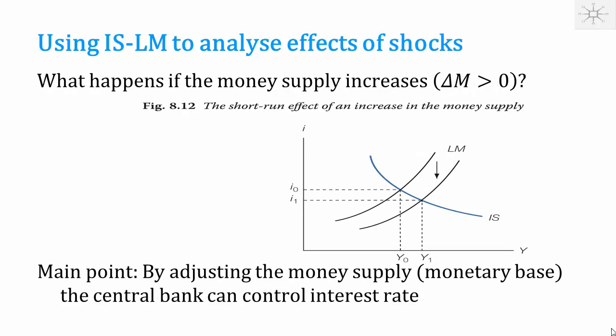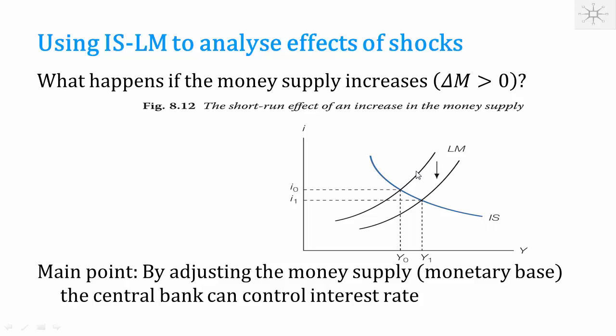So as an example of this, we can look at what happens if the money supply increases. And if you look at the equation, you can see that an increase in money supply will shift the LM curve down. What does that mean? That means that the interest rate will fall for a given level of production, because now people have more money, and that means they are more willing to lend that money, and that will push down the interest rate.